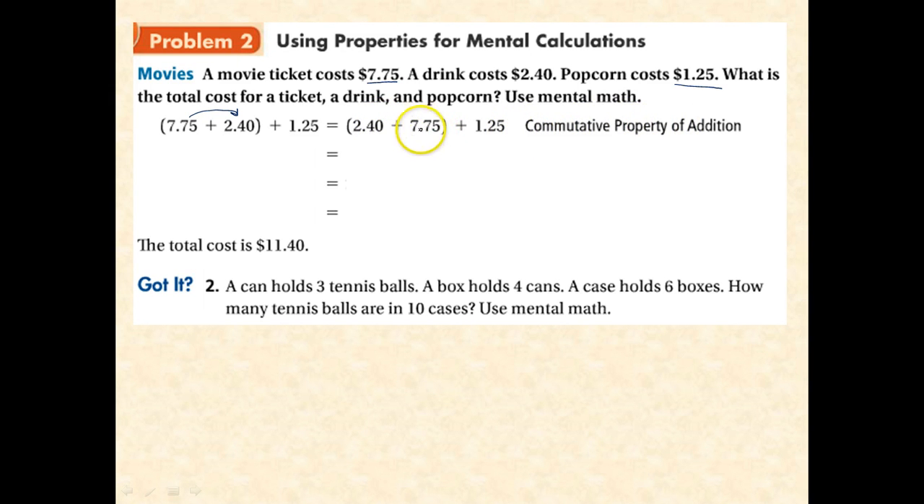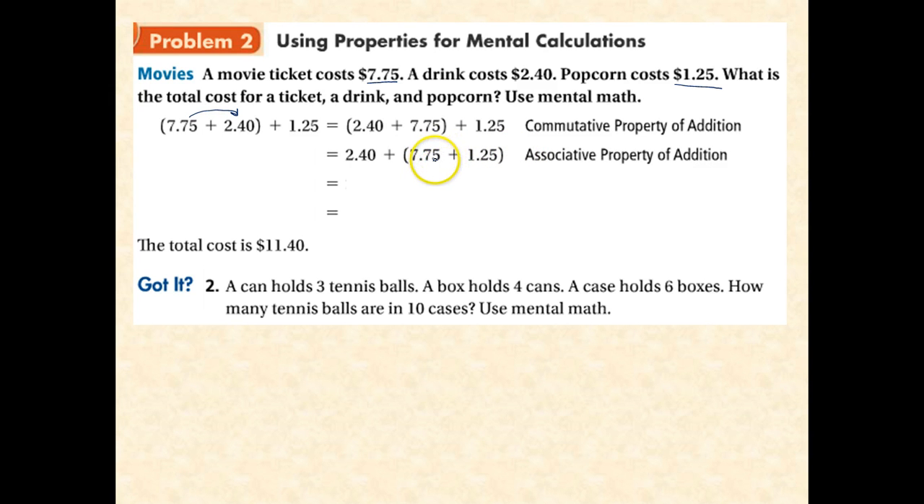Unfortunately, the 7.75 is still grouped up with this $2.40. I still am adding these together before I add the 1.25. If there was only some way that I could group the 7.75 with the 1.25. I've got it. The associative property of addition. I can say I'd rather associate the 7.75 with this 1.25 rather than with the $2.40. So that's the associative property of addition.